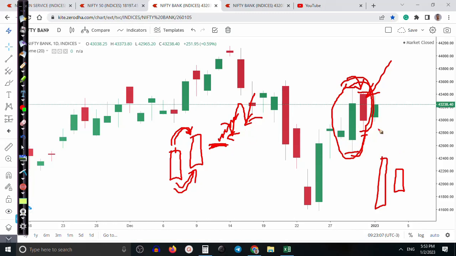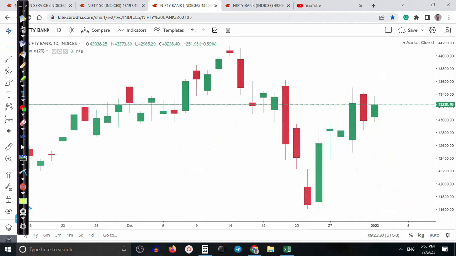But in Bank Nifty, what we have seen is that they formed an inside bar. This one, on the red candle, is the inside bar. Once an inside bar appears, we are looking for a buy or short by using the price action method. Let me explain both scenarios.